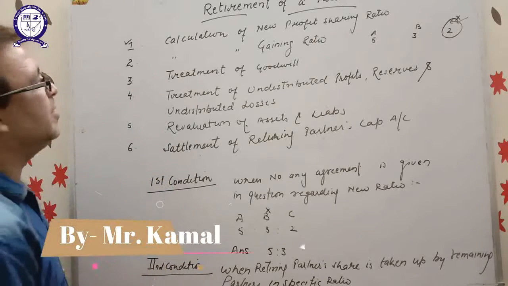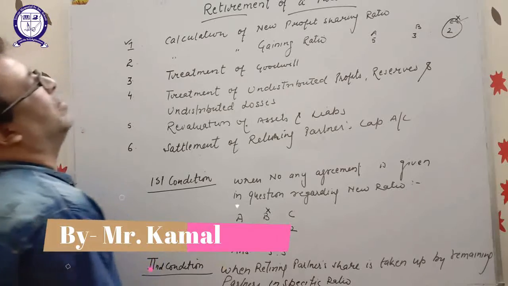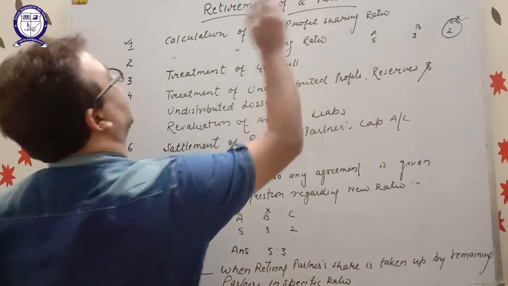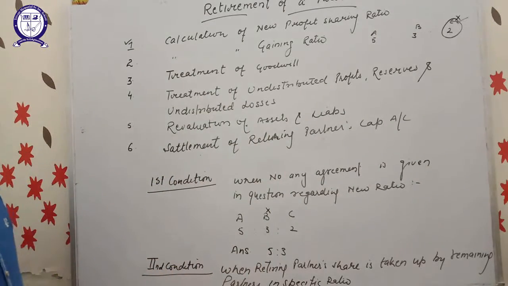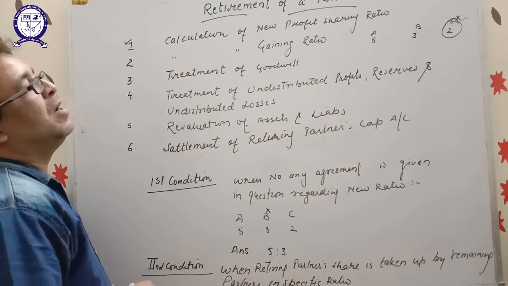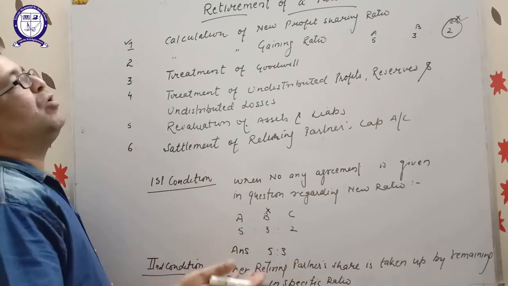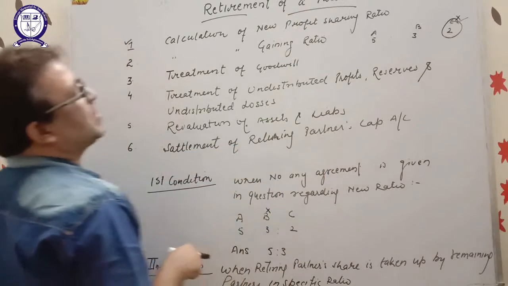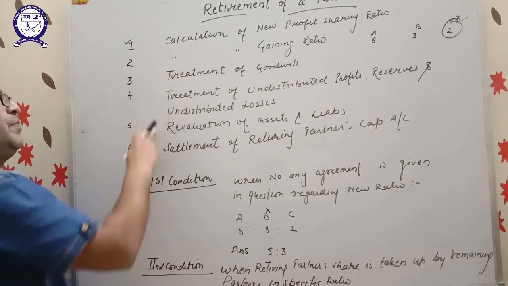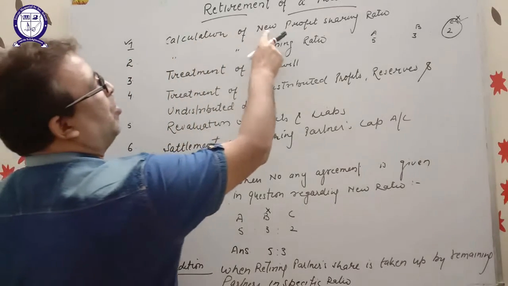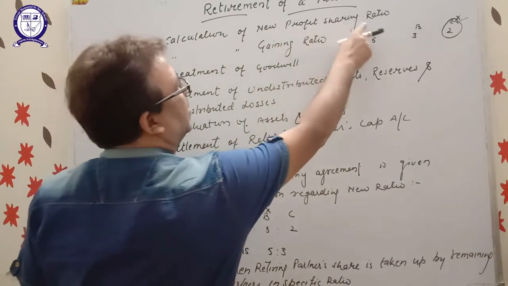Hello students, today we are going to discuss retirement of a partner. In this chapter, we will learn how to calculate the amount payable to retiring partner. So we have to discuss the following points in this chapter. Number 1, calculation of new profit sharing ratio.